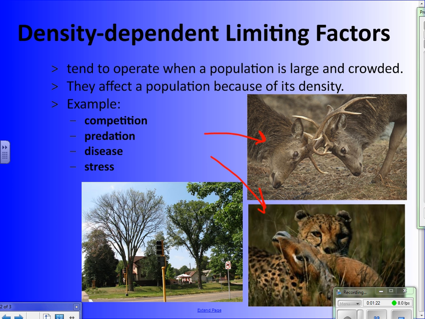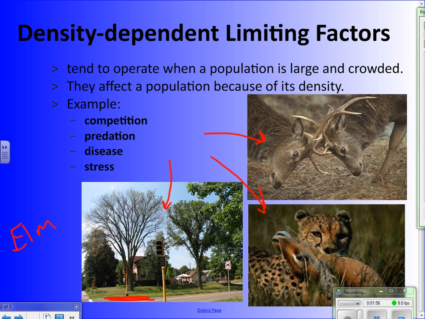The next density-dependent limiting factor is disease. These here are elm trees. And the elm tree right here is suffering from what's called Dutch elm disease. Now, an elm tree in the wild tends to limit itself and tends to be more sparsely populated. But in cities where people have put elm trees close together, because their density has increased, it's also increased the prevalence of Dutch elm disease. And you can see that this tree here is pretty much dead as a result of Dutch elm.